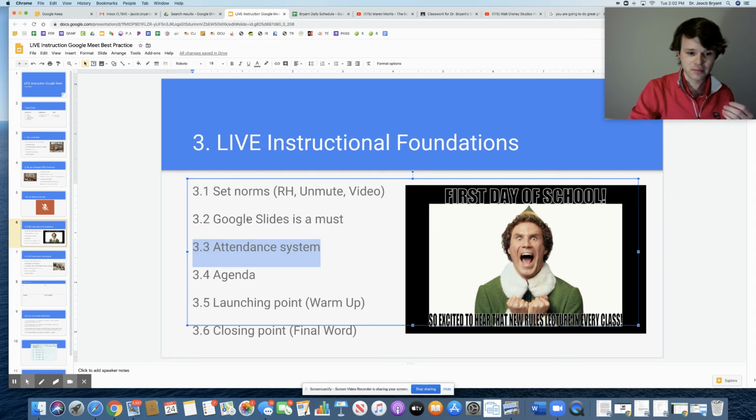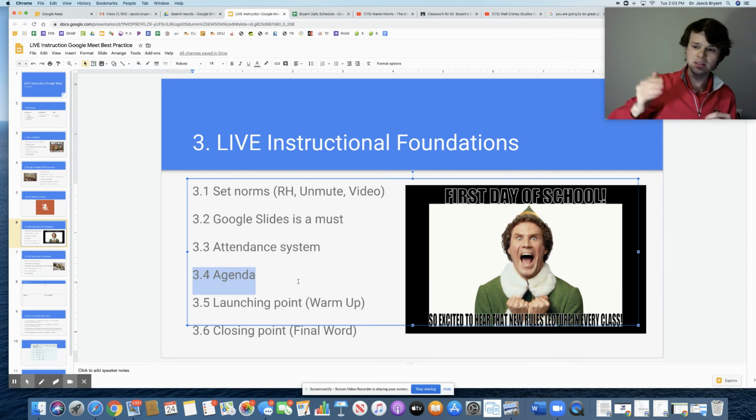Have an agenda. What are you going to cover? Just like you would on your dry erase board in your room: we're going to do this, then this, then this. I also recommend having a warm-up, kind of a launching point, something that lends to what we did yesterday, getting students started just like you would in the classroom with a warm-up or morning work or bell work, something quick that you can keep going with.